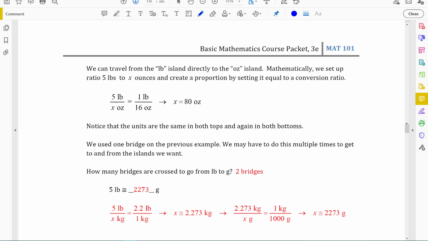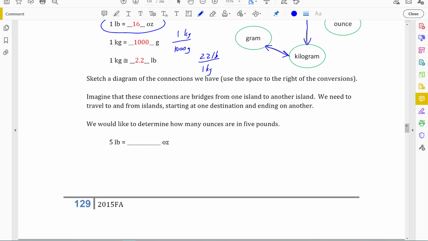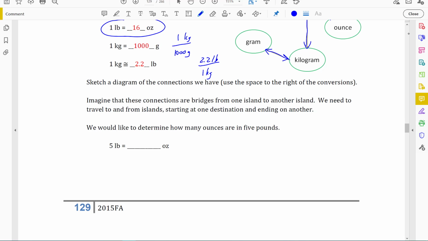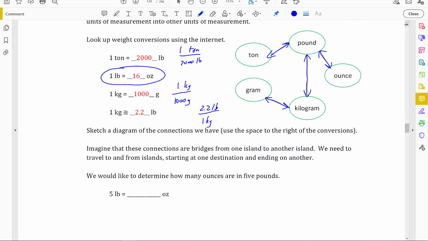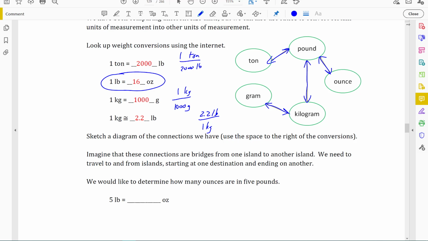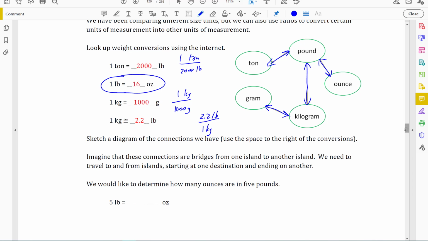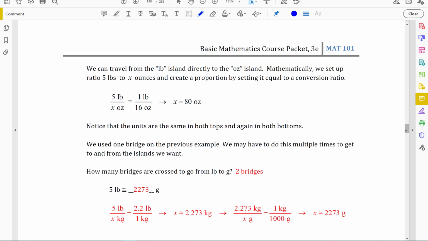We're given another question where we're asked to convert from pounds to grams. If we jump back to our picture, we can see that to go from pounds to grams, we have to do two bridges, pounds to kilograms, kilograms to grams. So we're going to make use of both the fact that 2.2 pounds and 1 kilogram are the same thing. We're also going to make use of the fact that 1,000 grams and 1 kilogram are the same thing. So let's go back over to that.